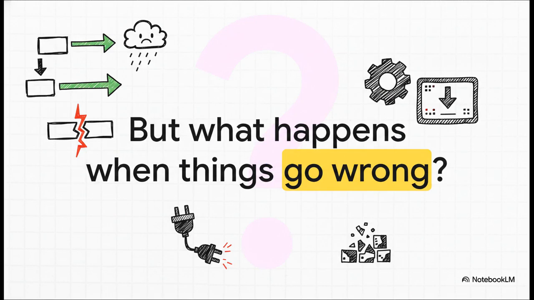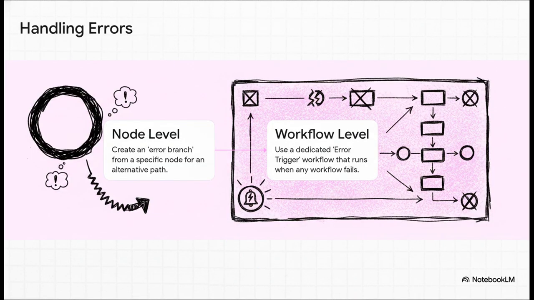Now, all of this sounds great in a perfect world, right? But we all know things can go wrong. An app might be down for a minute, or maybe the data isn't formatted correctly. So what happens when a step in your automation just fails? n8n gives you two really powerful ways to handle this. First, you can handle it at the node level. This means you can create a special error branch that comes off of a single node. So if that one specific step fails, the automation will follow this alternative path.